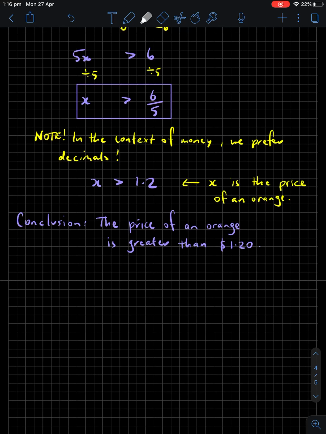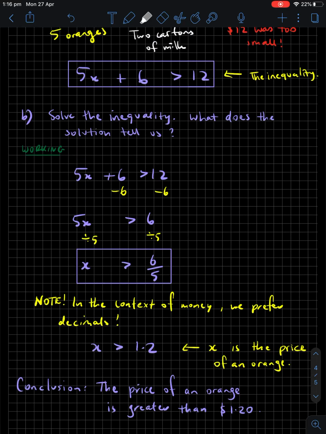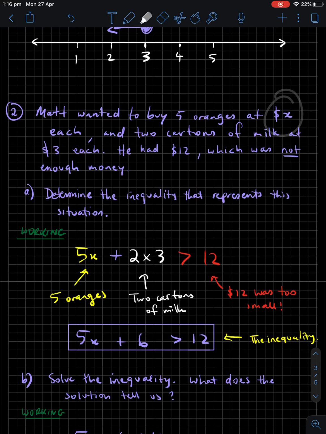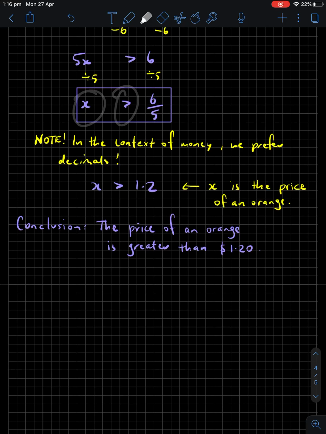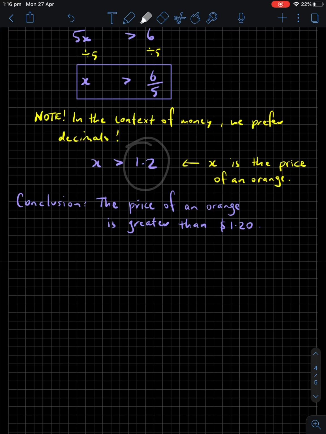Simple as that. So note, now we've got to think about what this x means in the context of the question. Well, if we go back to our original definition for x, what does x mean? X was the price of the oranges. So x is how much an orange costs. So we've got that x is greater than 6/5. Well, we're working with cost. So let's deal with the decimal version because with money we like decimals. So if I press the SD button on 6/5, I get 1.2. So that's the money. That's our value for x as well. So x is greater than 1.2.